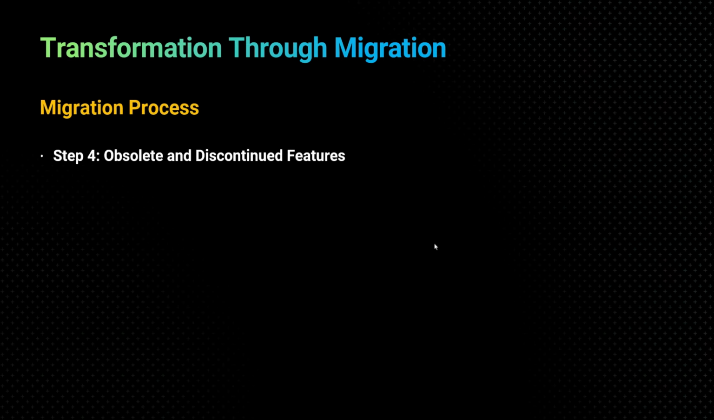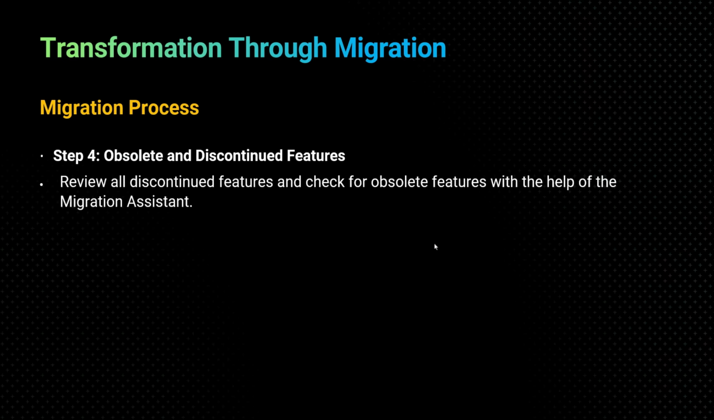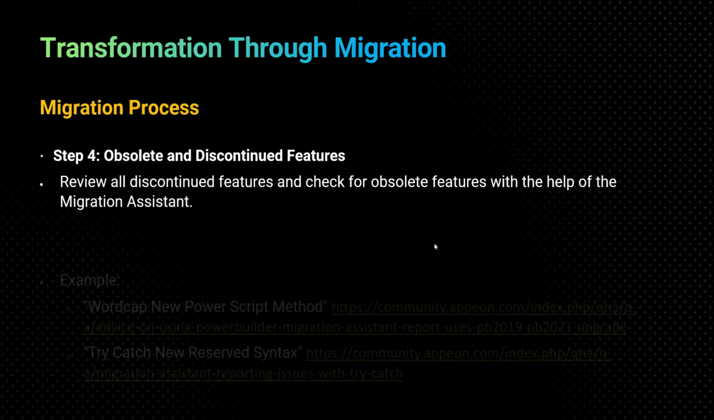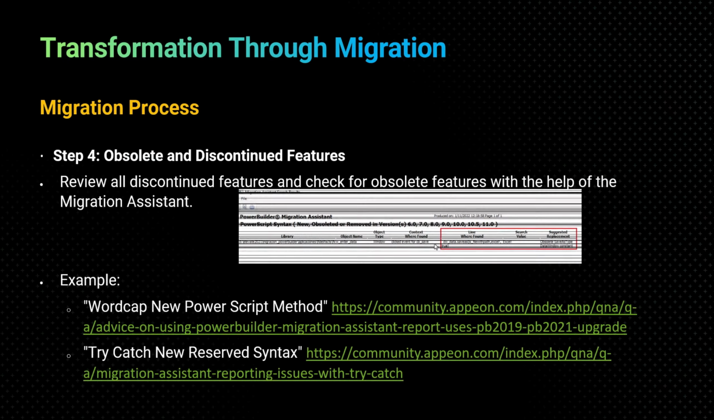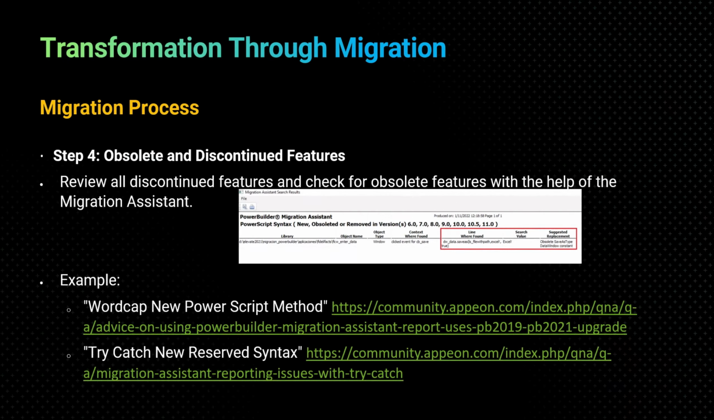Step 4. Obsolete and discontinued features. We have to review all the discontinued features and check for obsolete features with the help of the Migrator Assistant. This is a very good tool. For example, in our case, we found these two, the Modify new PowerScript method and the try-catch new reserved syntax. And also I remember that we got the SaveAs Excel also, so we fixed all of them with the help of the documentation and the report from the Migrator Assistant, as you can see here.